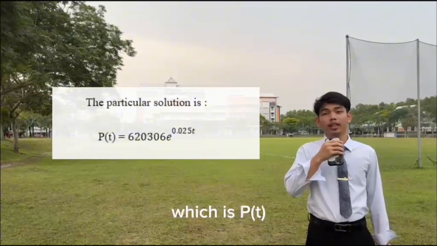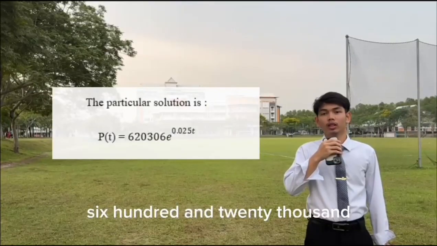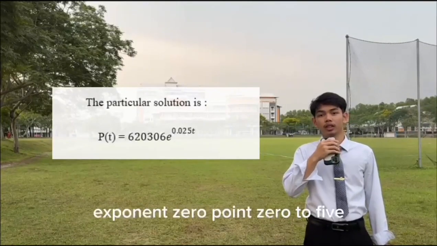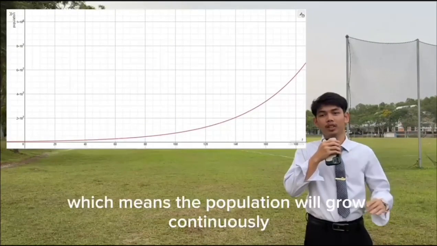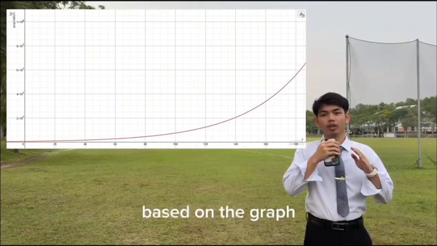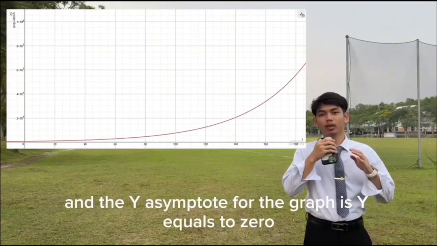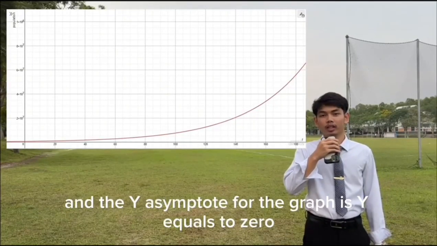For the particular solution graph, which is P(t) = 620,306 e^(0.025t), we'll get an exponential graph, which means the population will grow continuously based on the graph, and the y asymptote for the graph is y equals 0.